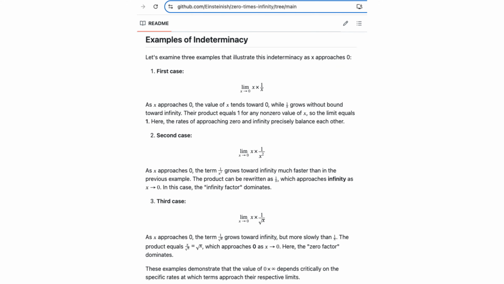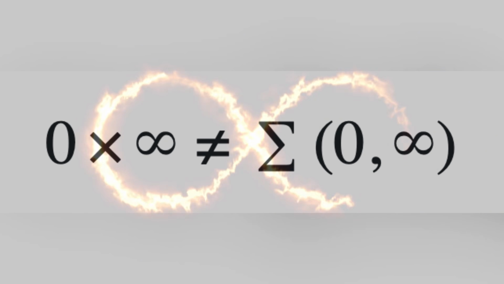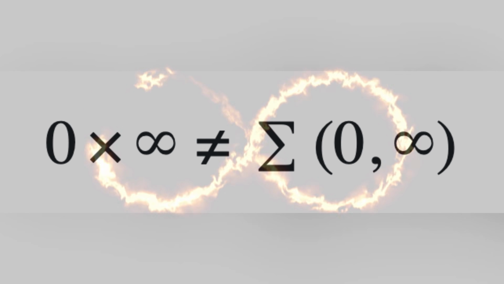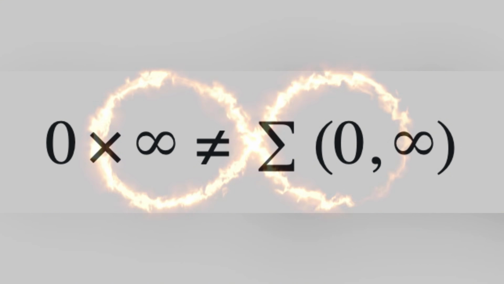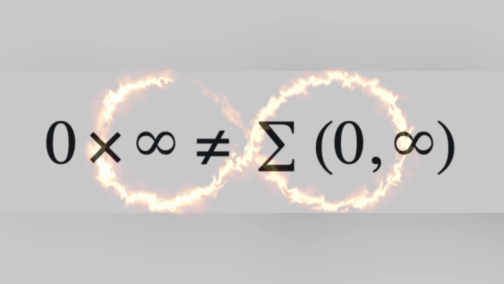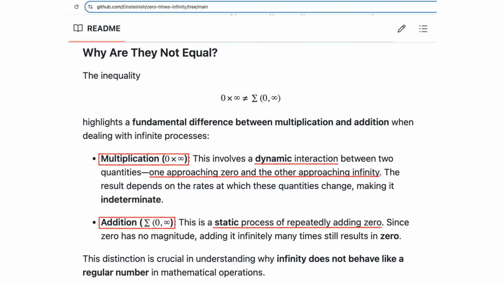respective limits. It is important to distinguish between multiplying 0 by infinity and adding 0 an infinite number of times. While 0 times infinity is indeterminate, the sum always equals 0. No matter how many zeros we add together, the sum remains 0. This highlights a fundamental difference between multiplication and addition when dealing with limits and infinite processes. This distinction is crucial in calculus, where infinite series often arise.